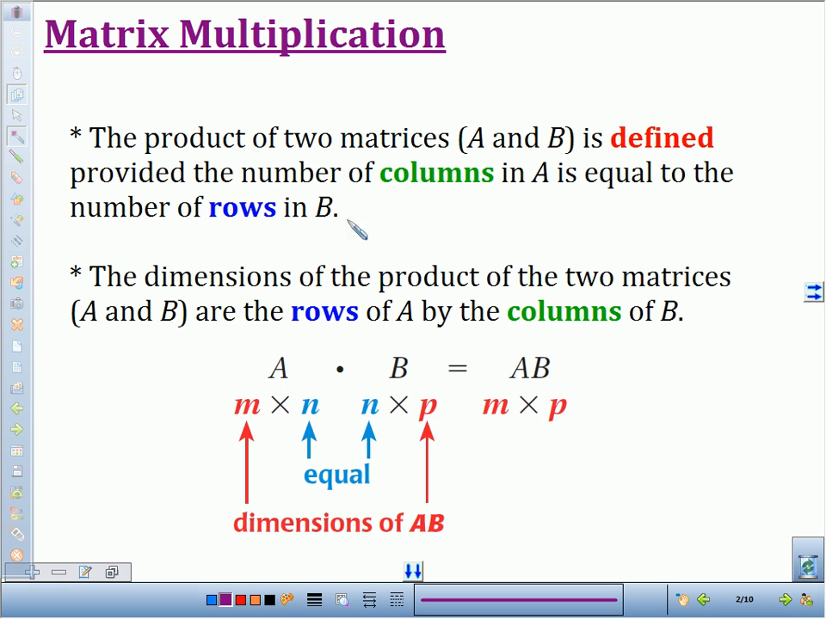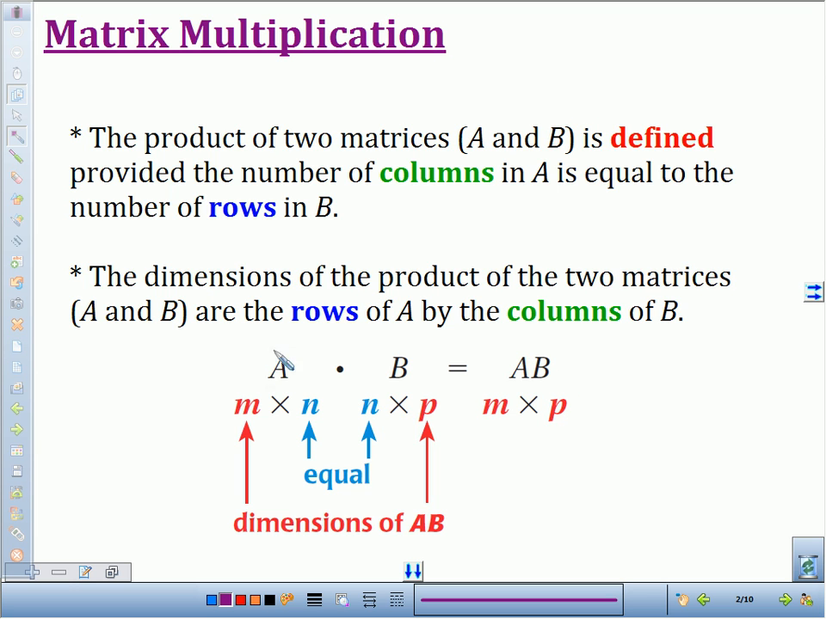Once we know whether or not it's defined, we can figure out what the new dimensions will be. The dimensions of the product of the two matrices will be the rows of matrix A, that is the first number in the dimensions of matrix A, by the columns of B, that is the second number in the dimensions of B. I have a little illustration here to maybe help with that.